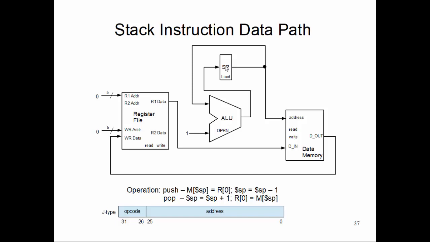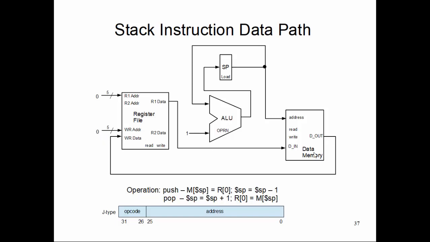Now pop, on the other hand, can use the same data path except for the writing of the data, right? So pop is first you take the stack pointer value, add 1 and load it into the stack pointer, and then you read the data memory from that updated stack pointer address, and write the data back into the register file for register 0. So your write address should be connected to 0 and write data will be coming from the data out.